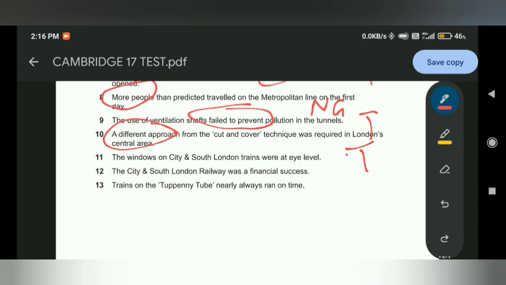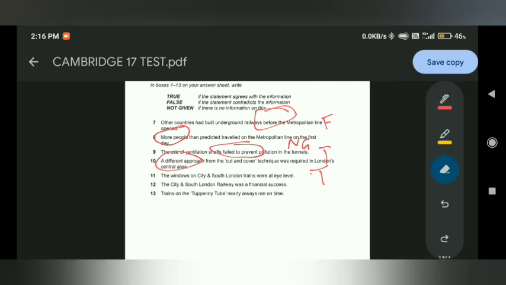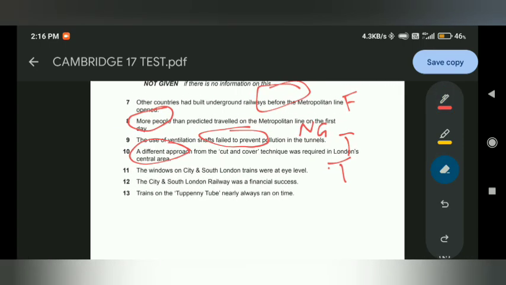So guys, hope you have understood how to solve true, false and not given, and the rest of the three questions I am giving you as homework. So you can use my technique to solve these questions and write the answers in the comment section.